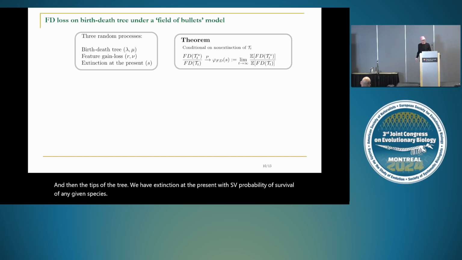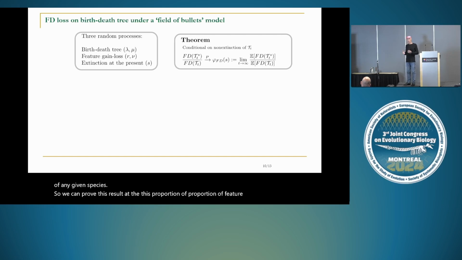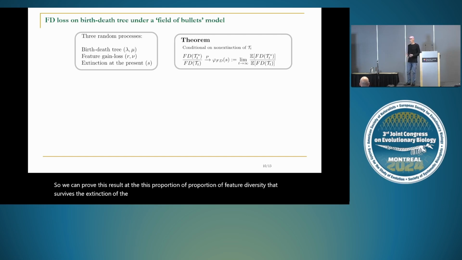So we can prove this result that this proportion of feature diversity that survives the extinction at the present converges in probability, as the tree becomes large, to a ratio of expectations, and that's really nice because we can compute expectations easily.